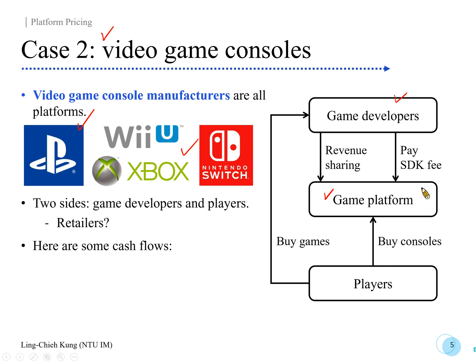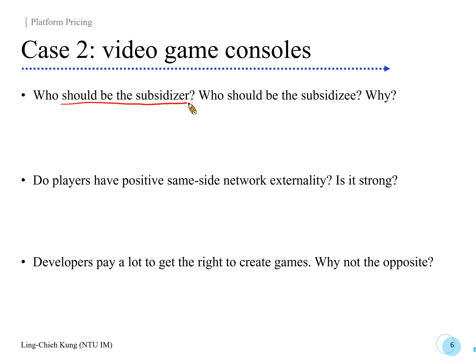So basically, if this is a universal thing in this particular industry, if big companies and small companies are all paying a lot before they start to generate revenues for the game platforms, there must be some reasons, right? So again, who should be the subsidizer? Who should be the subsidizee? Why? And then, do players have positive same-side network externality? Is it strong for video games? And then finally, developers are willing to pay a lot to get the right to create games and sell games. Why not the opposite? Why is this always true? Okay, that's our questions. So why don't you spend a few minutes to think about it?